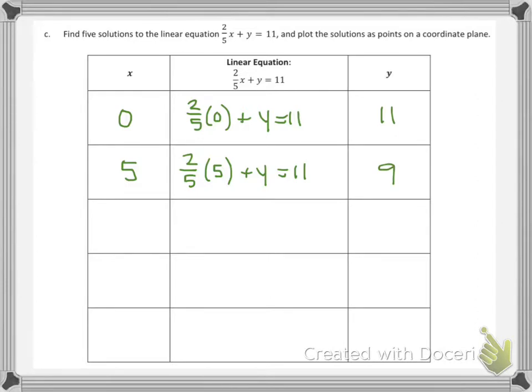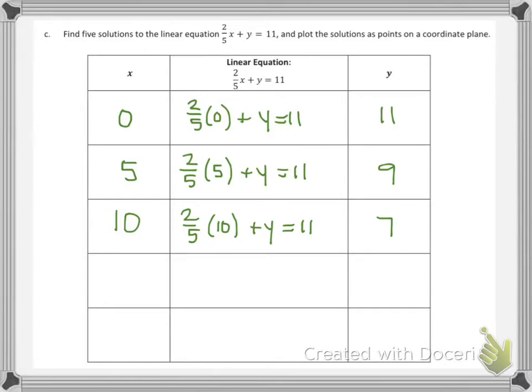What about 10? If I put a 10 in there, that's 2/5 times 10 plus y equals 11. Well, that's 20/5, and 20 divided by 5 is 4. So subtract 4 from both sides, I get y equals 7. So we're just trying to get the fractional coefficient cleared out of there, and that makes things much easier.